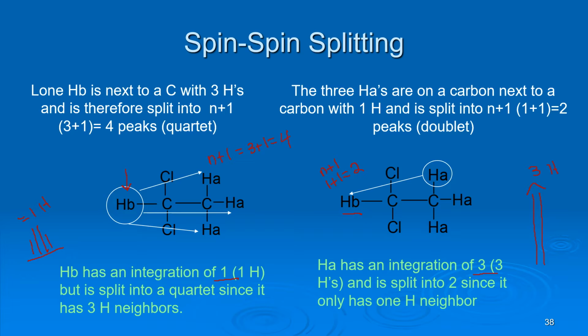And so if you see a peak that's split into 2, that means on the neighboring carbon, there's 1 hydrogen. If you see something split into 4, that means on the neighboring carbon, there's 3 hydrogens. So you subtract 1 and you know how many are on the neighboring carbon. So make sure that you keep it straight. The integration is equal to the number of hydrogens being represented, but how many it splits into depends on the neighboring hydrogen. So I think we'll look at a few other examples.